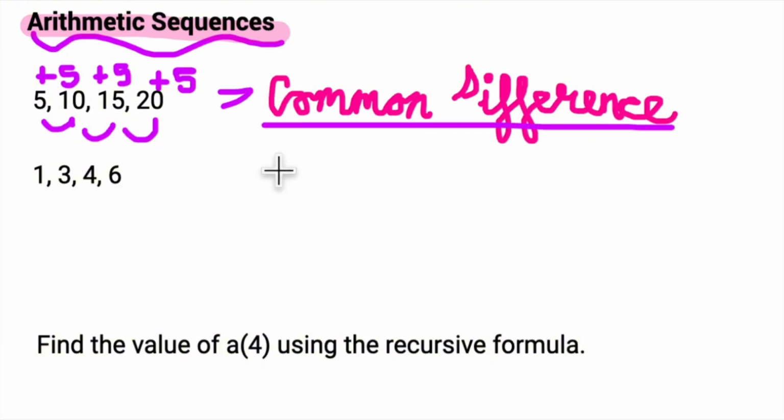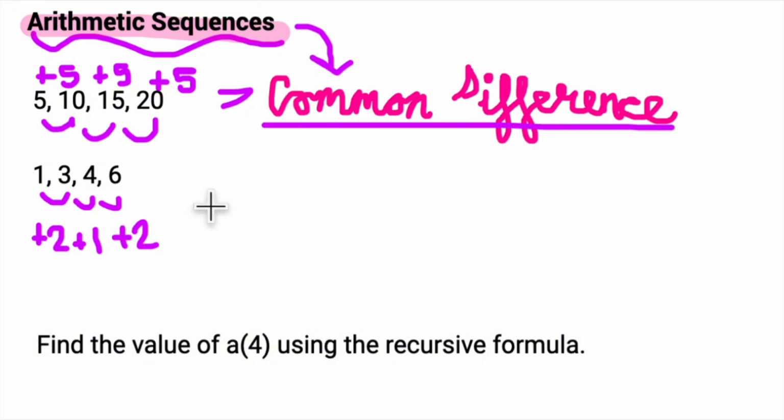Now, let's look at the second sequence. As you can see here, first we're adding 2, then we're adding 1, and lastly we're adding 2 again. This is not a common difference, and a common difference is the main part of an arithmetic sequence. This is what creates an arithmetic sequence.